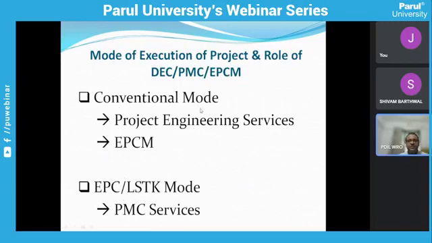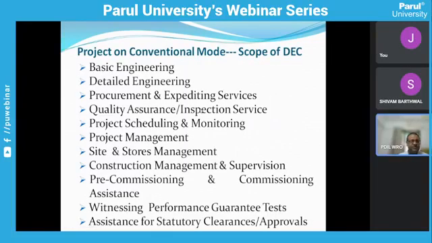In conventional mode, these are the activities. The design engineering consultants have to start from the basic engineering. They will do the basic engineering, they will do the detail engineering. That means the entire designing of the chemical process plant has to be done by the design engineering consultant when the project is in conventional mode. That means the responsibility and the guarantee all have to be given by the design engineering consultant. So the entire scope of design engineering activities, up to the commissioning and the performance guarantee test, ISO, statutory clearances and approvals, are under the scope of the design engineering consultant.